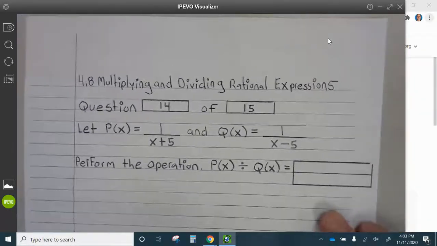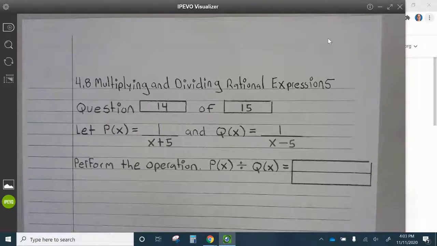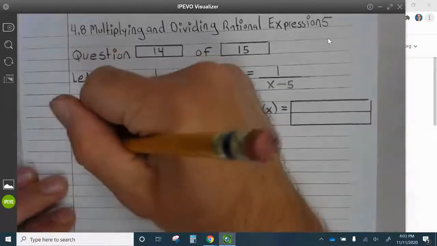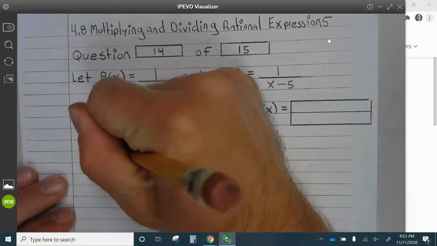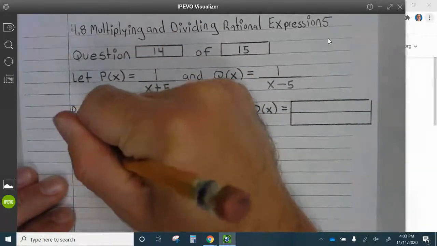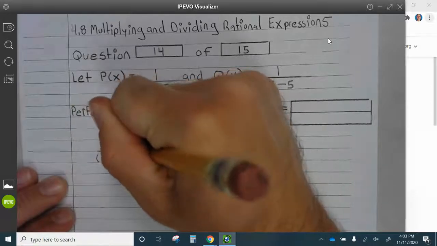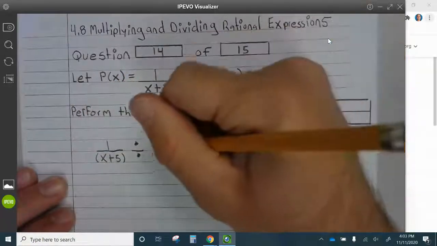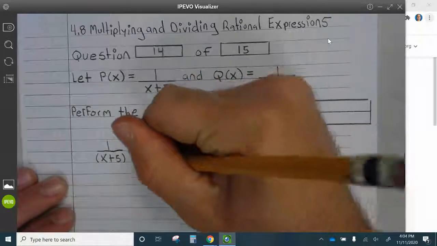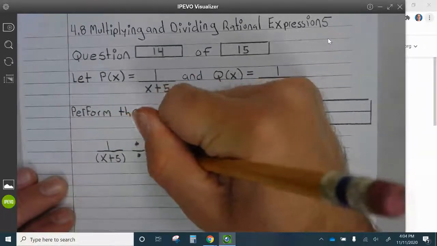All right, question 14 of 15. Let P of x equal 1 divided by x plus 5 and Q of x equal 1 divided by x minus 5. Perform the operation P of x divided by Q of x. So that's 1 divided by x plus 5 divided by 1 divided by x minus 5.